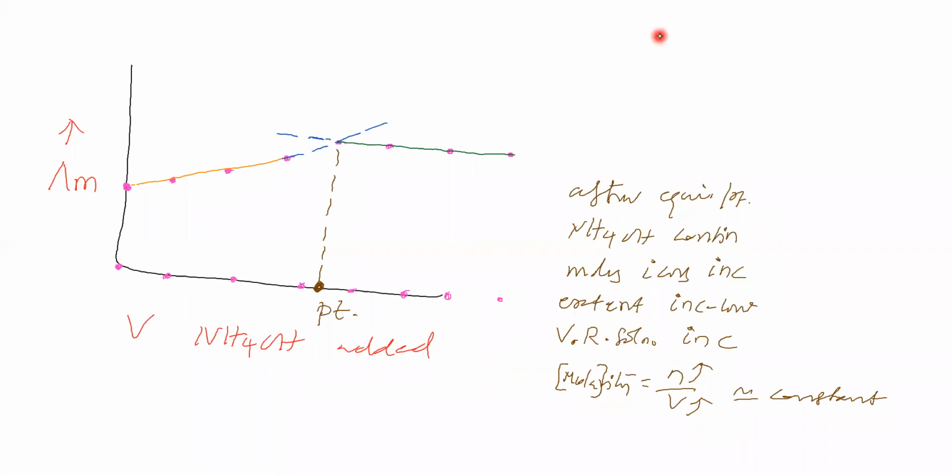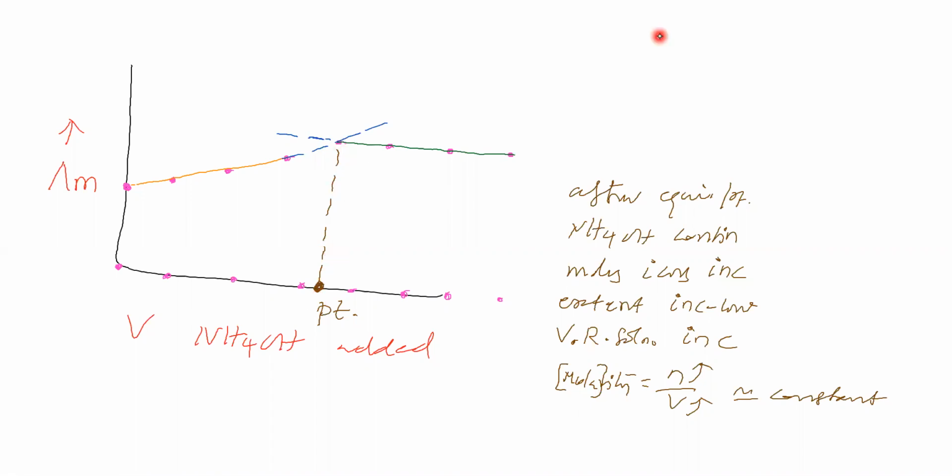Molarity means number of moles by volume. Substitute this number of moles here, substitute this volume here. Why don't we say molarity almost remains constant? From experiment we have to come to theory. Experiment gives a graph like this. This indicates that molarity remains constant. So now we can say this point.